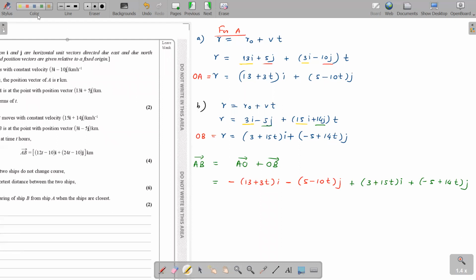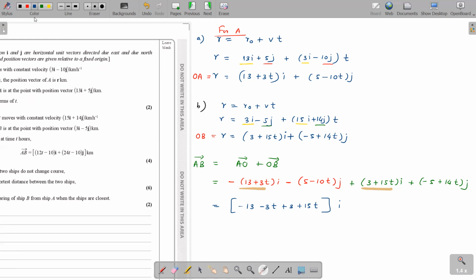Now add the like terms. Let's add the I terms and add the j terms. So when I add the I terms, I get here minus 13 minus 3t. Are you okay with me putting the minus sign in? I'm putting the minus sign inside. Minus 13 minus 3t. Here, what do I get? I get plus 3 plus 15t. So these are all the coefficients with I.